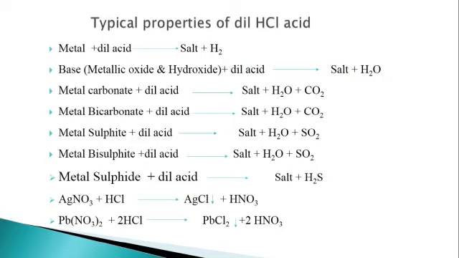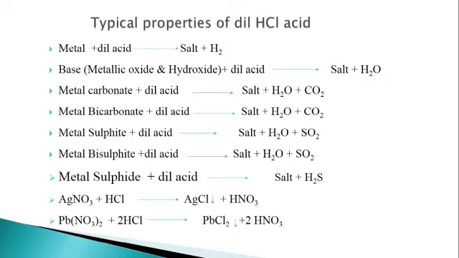Metal bicarbonate reacts with dilute acid to form salt, water and carbon dioxide. For example, sodium bicarbonate reacts with dilute acid to form sodium chloride, water and carbon dioxide. Carbon dioxide turns lime water milky. Potassium permanganate and potassium dichromate, both of them have no effect on CO2.